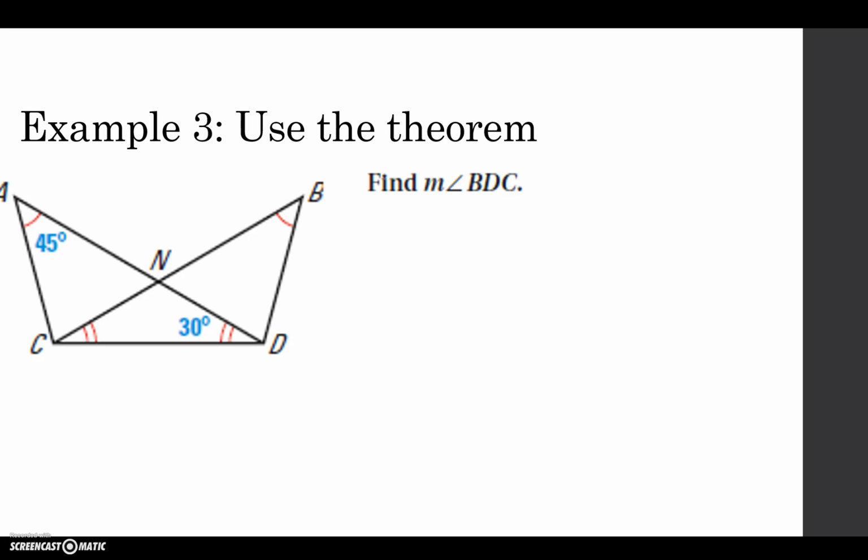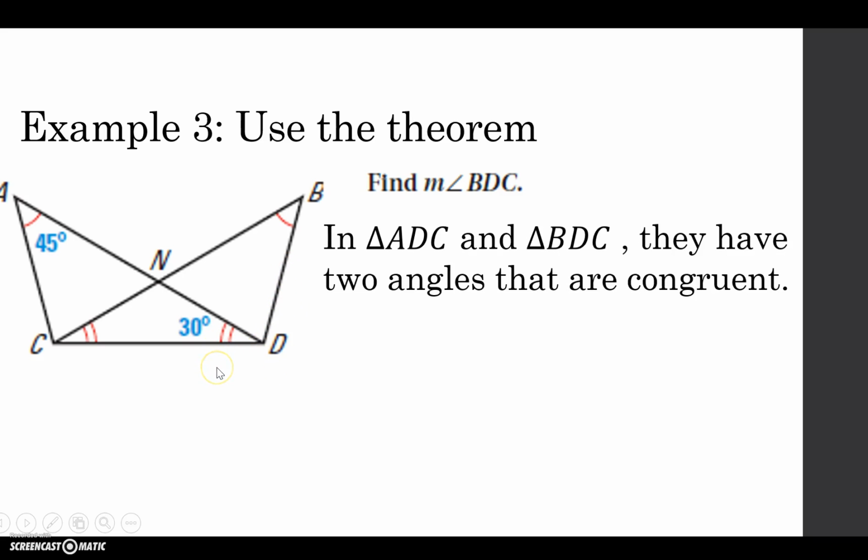So here's an example using that theorem. We're trying to find the measure of angle BDC. That's this obtuse angle right here on the side. What we know here is that we have two triangles, ADC and BDC, and they have two angles that are congruent. So in triangle ADC, which is the one on the left here, we know that two angles are 45 and 30. Now, since we have the markings here, I know in triangle BDC that this measurement is 30 degrees and that this measurement has to be 45 degrees. And that's kind of what I'm basing everything off of.